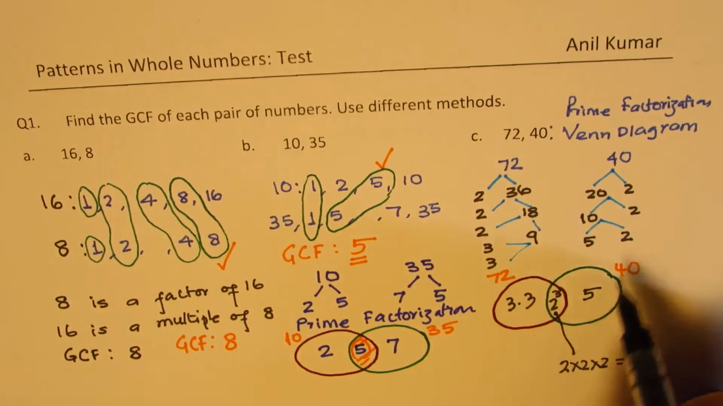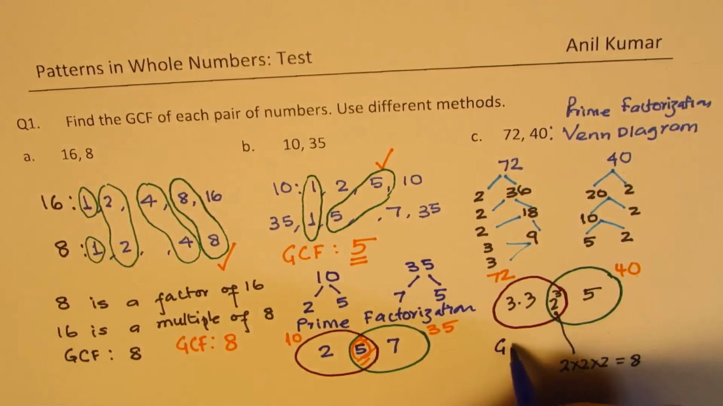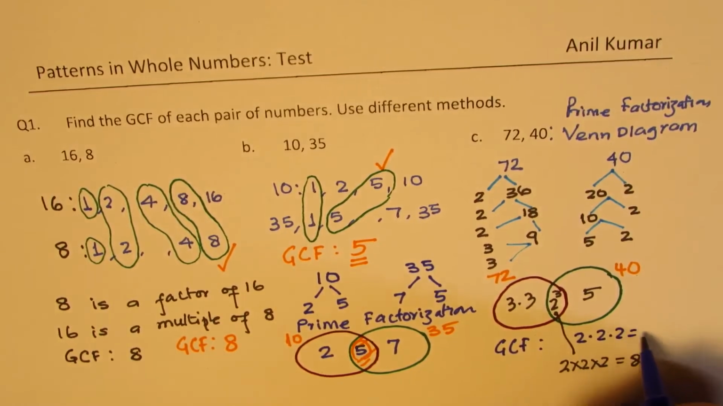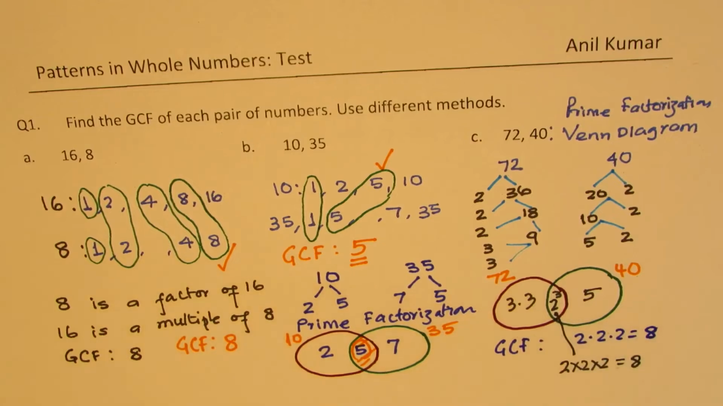Do you see that? So from here clearly, we get our result that the greatest common factor is 2 times 2 times 2, which is 8. So in the Venn diagram, you see it right in the middle as shown here.